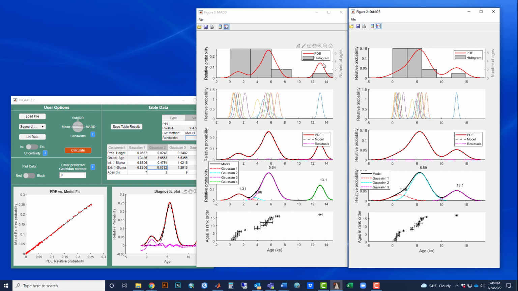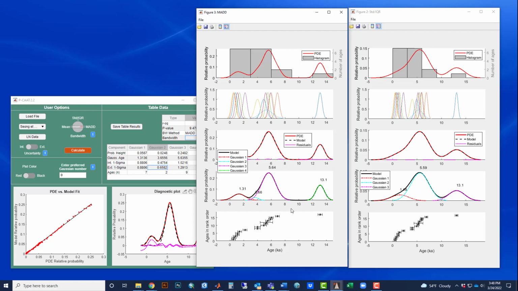With the MAD and the standard deviation bandwidth estimators, we see 3 kind of groupings by eye here of the data, and that's captured well here. This is captured in standard deviation as kind of a young tail. Both models fit the probability density estimates well. We have some nice separated out component Gaussians in both, and the highest probability peak is 5.6 thousand years, basically 5.6 thousand years for both of these.